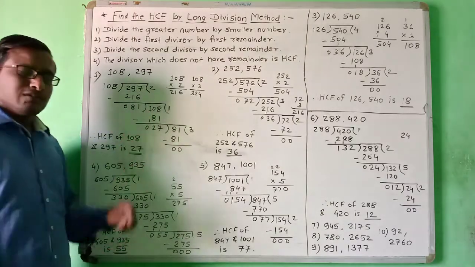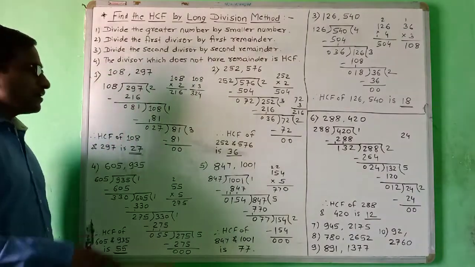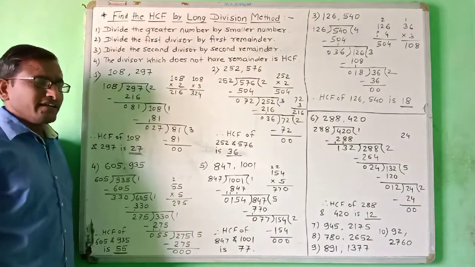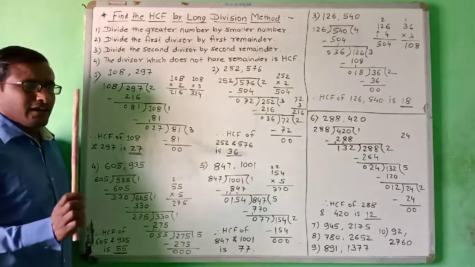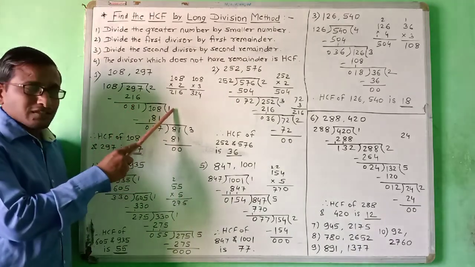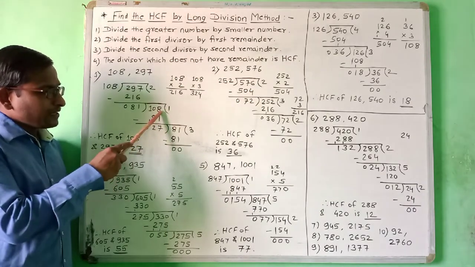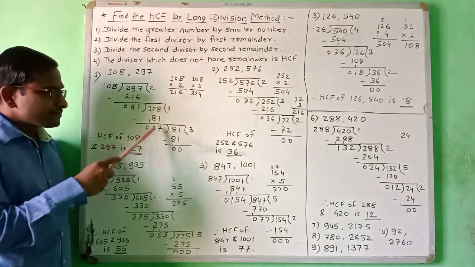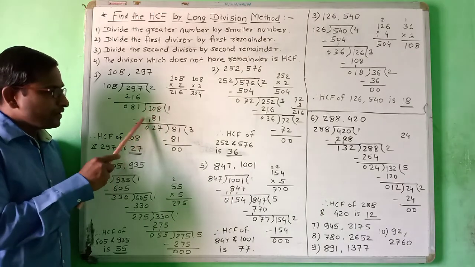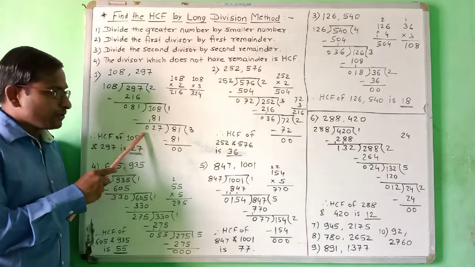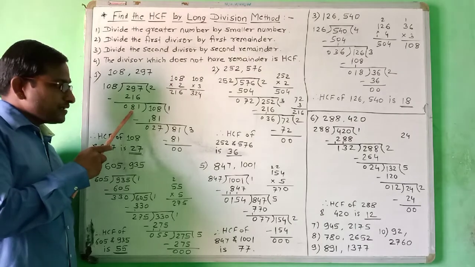So 81 divides 108. Again in the 81 table, to find the 108 value, you know 81 multiplied by 2 gives 162. But here you want 108 or less than 108. So you take 81 once and write here 81 under 81. So do the subtraction. 8 minus 1 is 7, 0 minus 8 is not possible. You take 10, 10 minus 8 is 2, carry 1, 1 minus 1 is 0. Here the second remainder is 27 and the second divisor becomes the dividend.